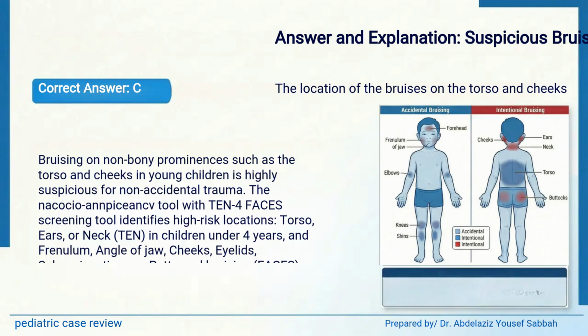The second group, called faces, refers to the frenulum, angle of the jaw, cheeks, eyelids, subconjunctivae, or any pattern bruising. A 4-month-old infant cannot generate bruises on these areas through normal accidental activity, making the reported mechanism entirely inconsistent with the injuries found.